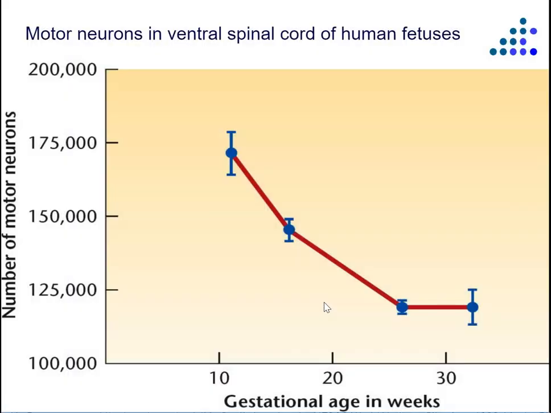Here's a dramatic example of apoptosis. This is showing you the number of motor neurons coming down the ventral spinal cord of fetuses at different stages of gestation. You can see at 10 weeks of gestation, there's maybe 170,000 of these motor neurons. But by birth, you've got less than 125,000. What happened to all these axons? The developing brain doesn't know exactly how many motor neurons it's going to need to control the muscles of the lower body. So it sends down more axons than will ultimately be necessary. Many of those neurons make synapses. Many of them don't. The ones that make effective synapses survive. The ones that don't simply kill themselves. They die off and are resorbed by the body.